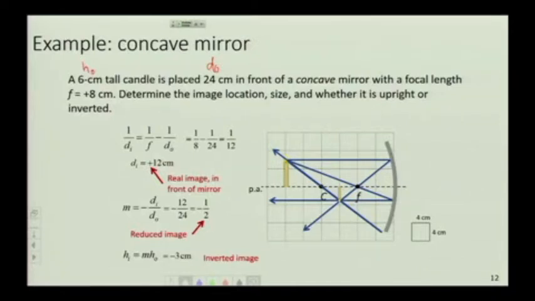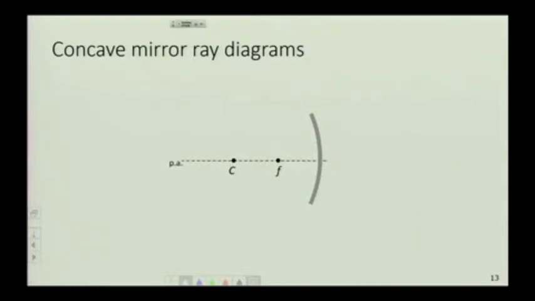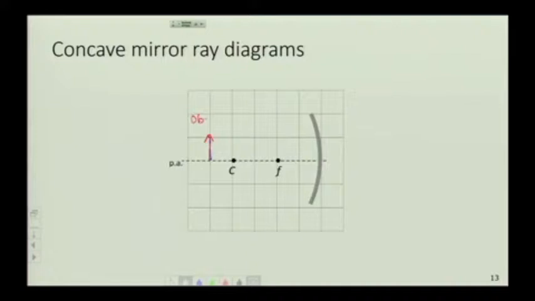Let's go through the different cases of concave mirrors, and I'm just going to do this with ray diagrams. So, what are the possible things that could happen? I could have an object that's located here. So that's my object. What I'm going to do is look at the rays. The parallel ray will go through the focal point, ray 1.